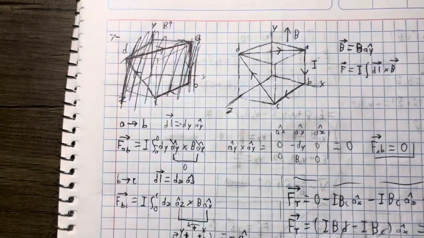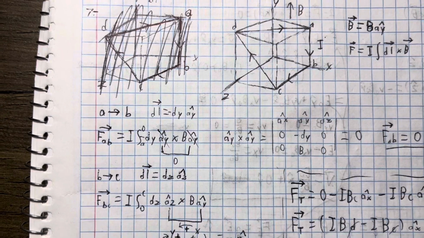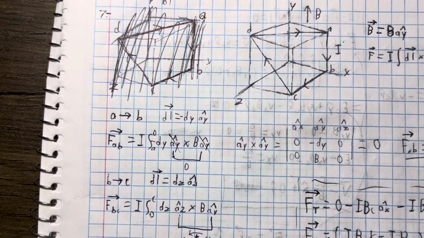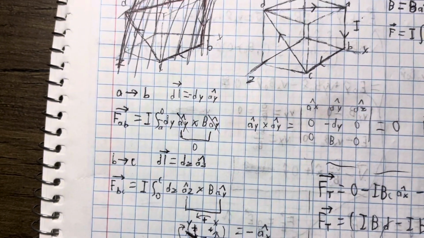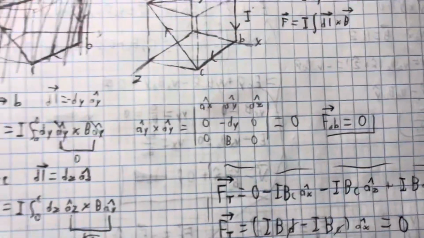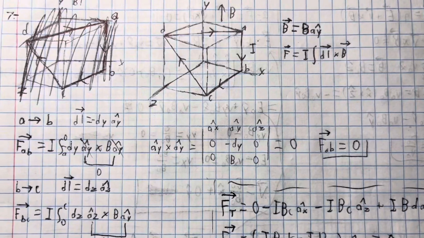So for the segment A to B, the differential of line is in the negative y vector, and when we perform this cross product between the y vector and y vector, we get 0, as we can see here. And so this means that the whole force is going to be equal to 0.